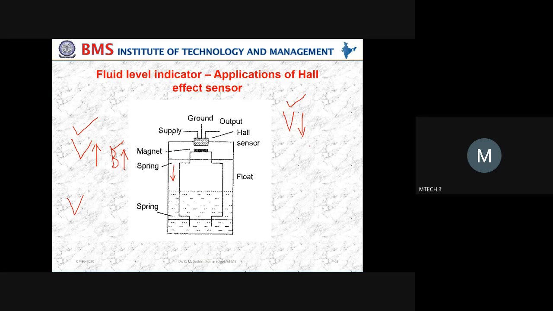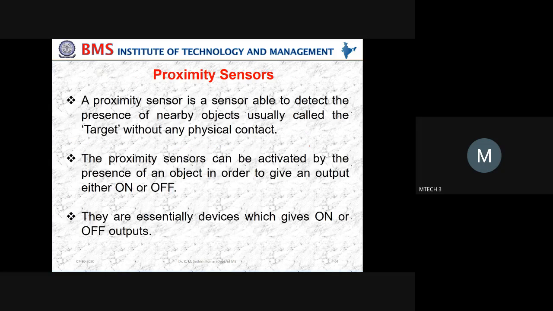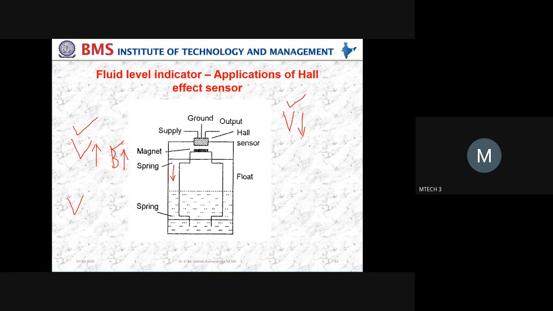Now, this is one of the examples with which we can understand the application of magnetic flux density. Is it clear now? Shall I go further? Yes, sir. Right. So before we go further to the proximity sensor, we'll just summarize this.